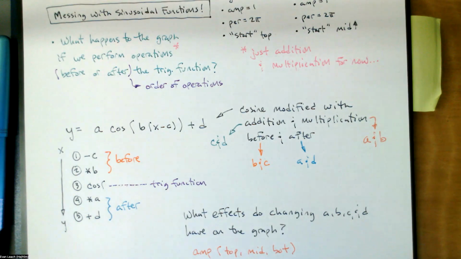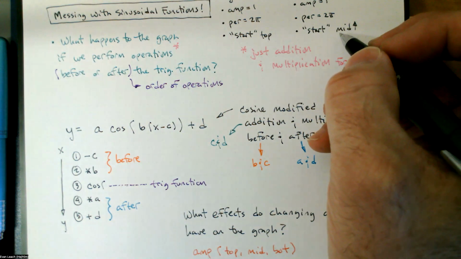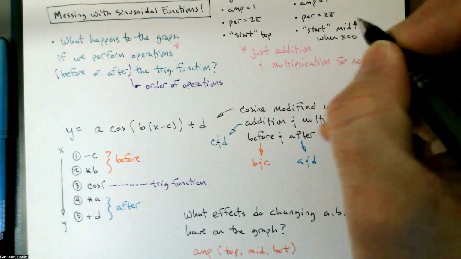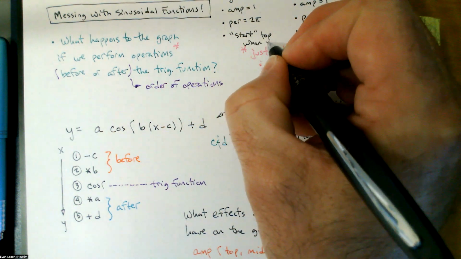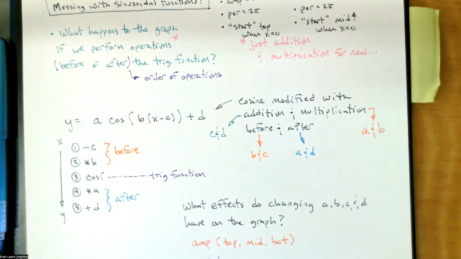So I should modify the start. These two starts are when x equals 0. So those are the three things you want to look at. If you change values of A, B, C, and D, what effect does that have on the graph? Amplitude, period, start. Now, a good way to look at this is to use a graphing calculator.